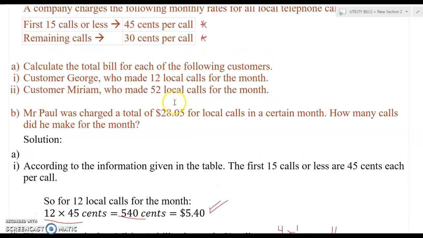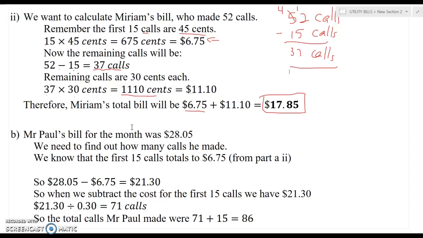So part B now. Mr. Paul was charged a total of $28.05 for local calls in a certain month. How many calls did he make? Now, Mr. Paul's bill was this amount, $28.05. We need to find out how many calls he made.